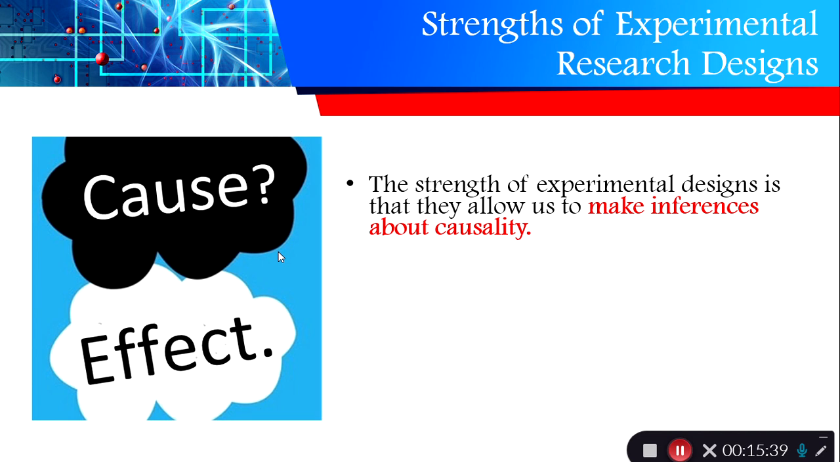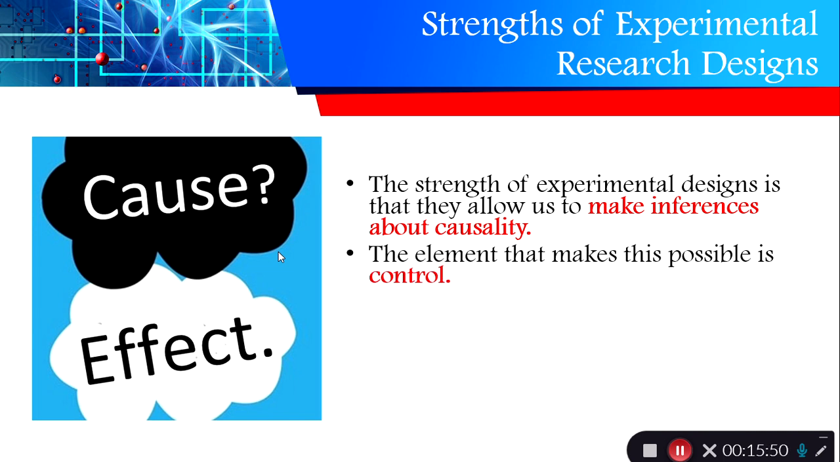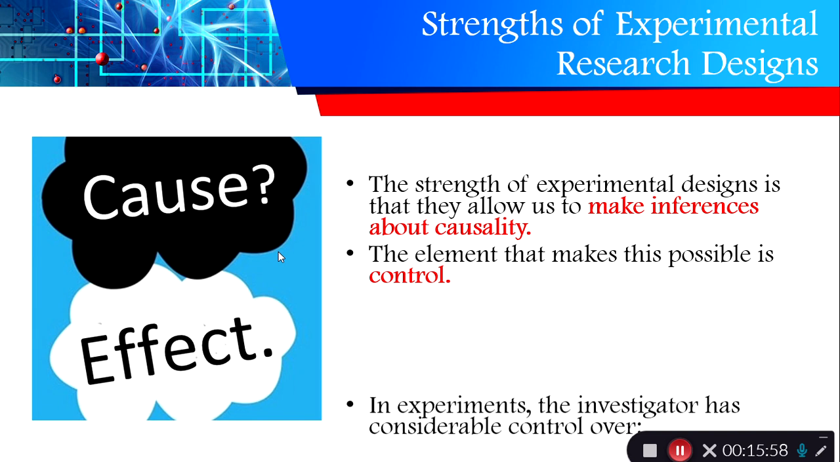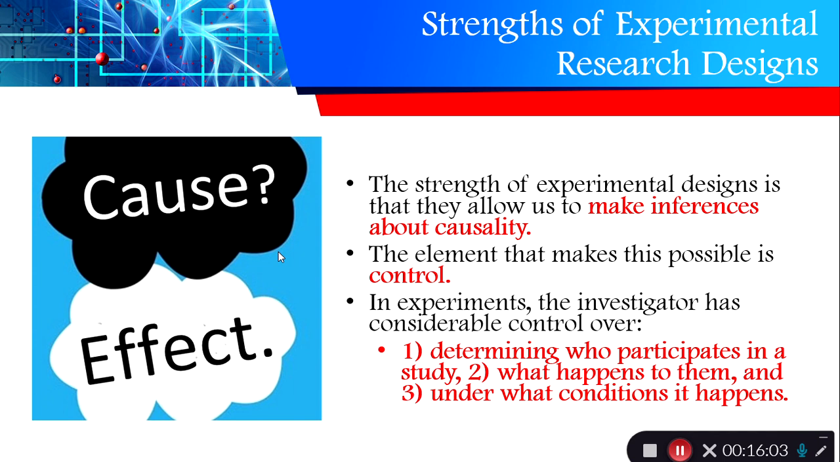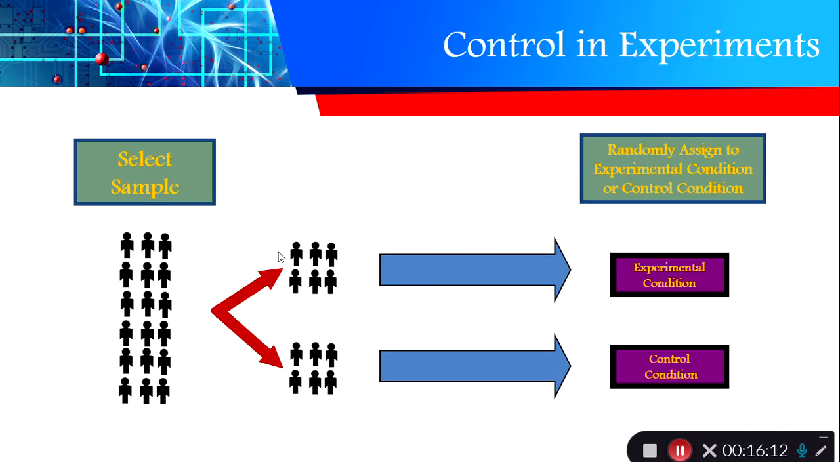So the strength of experimental research design, one major strength in experimental designs is that they allow for making inferences about causality. And the ability to make these inferences really has to do with the element of control. This is what makes drawing causal inferences possible in experimental research designs. In experiments, the investigator has control over three things: determining who participates in the study, what happens to them, and under what conditions. So here's a diagram here that helps to see this whole idea of control in experiments visually.